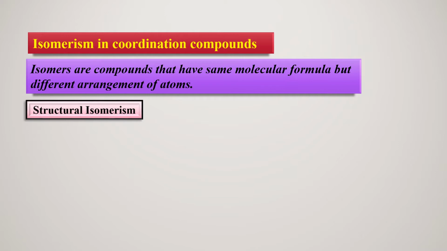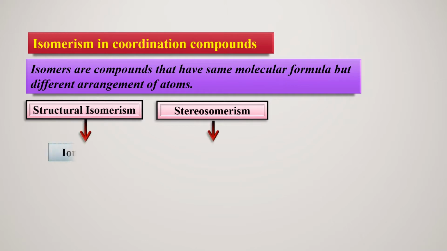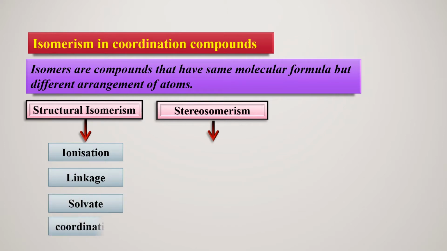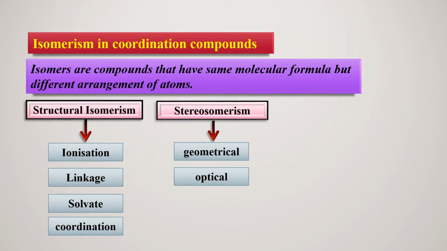Mainly these isomers are classified into two types: structural isomers and stereoisomers. This phenomenon we call isomerism. Structural isomerism is again classified into four types: ionization isomers, linkage isomers, solvate isomers, and coordination isomers. Stereoisomers are classified into two types: the first one is geometrical isomerism, the second one is optical isomerism.